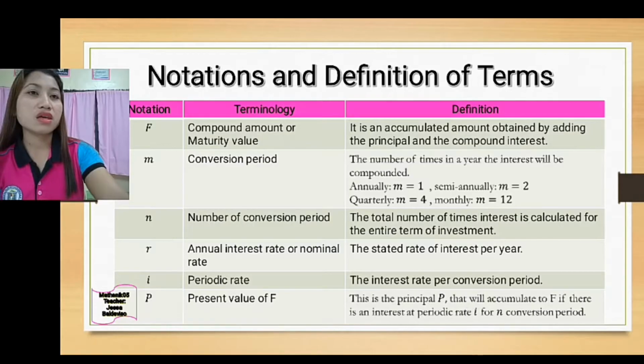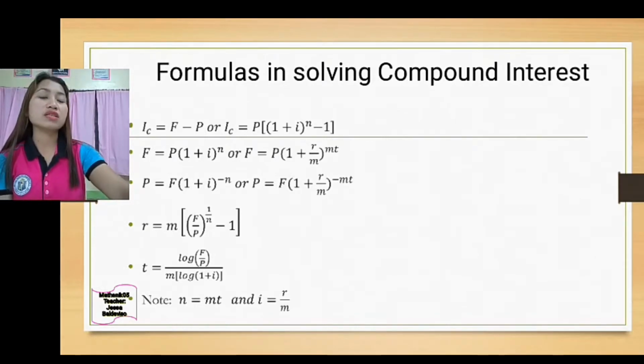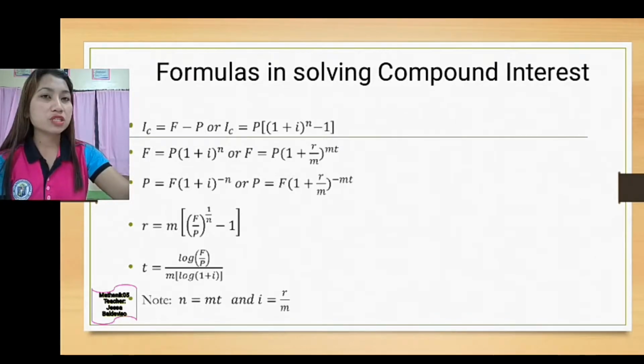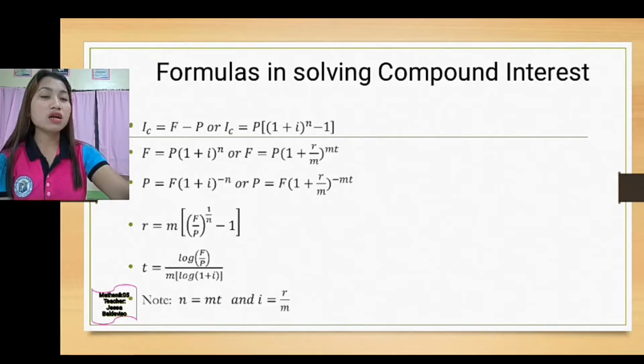Then let's proceed with the example. But before the example, we have the different formulas in solving compound interest. The first one is the compound interest, that is F minus P, or P times the quantity of 1 plus i to the power of n, minus 1. And then we have F, that is the formula for F. And then we have P, the present value, that is the formula in getting the value of P. And our r, that is the formula. And our t, that is the formula.